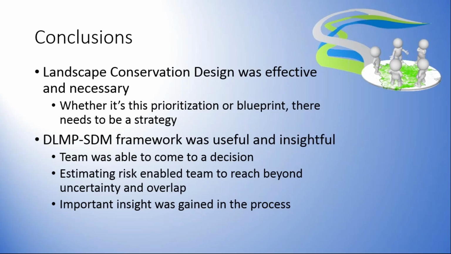The first one was, let's evaluate the landscape conservation design process that the team was piloting. In general, I would say that that process was effective and necessary. We saw that compared to the baseline scenarios or the random restoration scenarios, all those other conservation scenarios under landscape conservation design resulted in the species responding better to them. And so what that tells me is that whether it's prioritization or the blueprints that the LCCs are looking at now, there definitely needs to be a strategy.